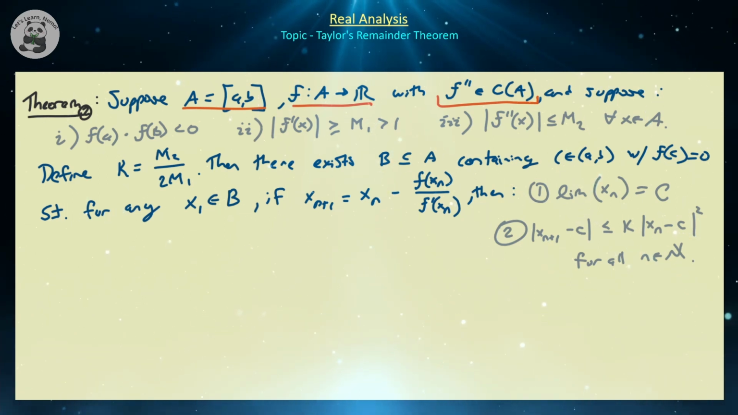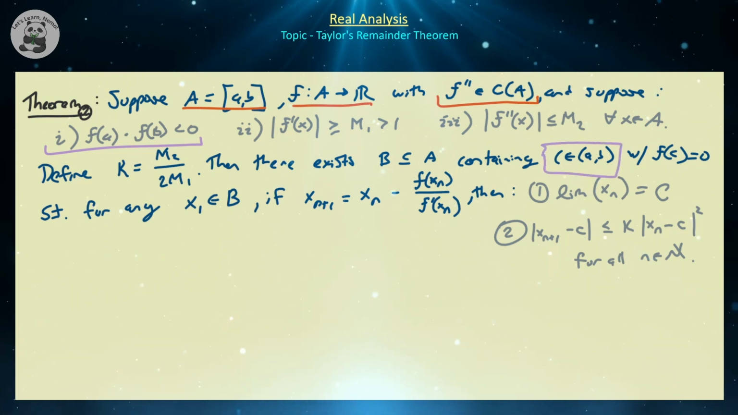So, in order for this theorem to work, we need three things to be true. The first, f of a times f of b must be negative, so it must be opposite signs. Here, now we can invoke the existence of a c in between a and b by the intermediate value theorem. Because if the second derivative is continuous, the original function is too.